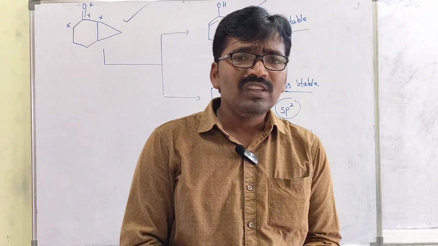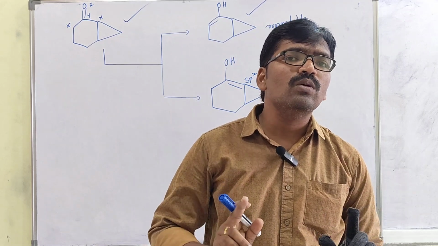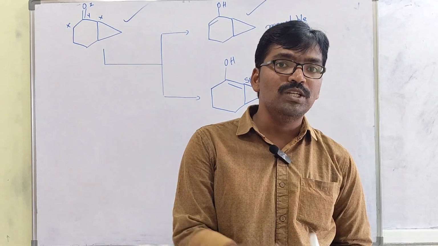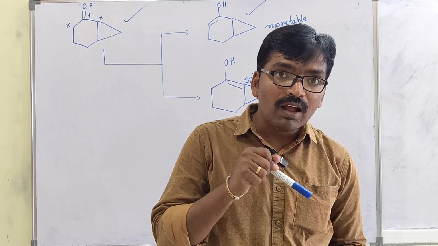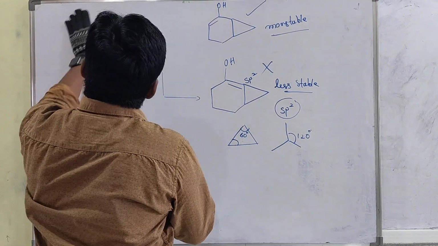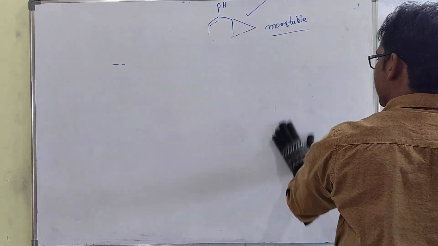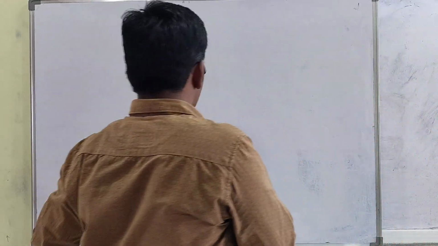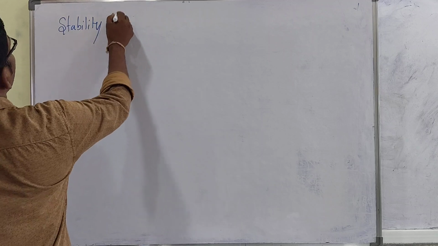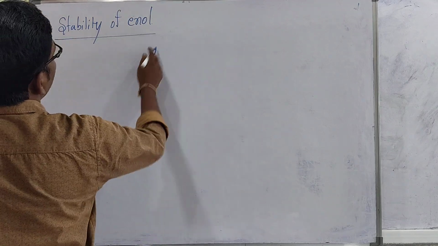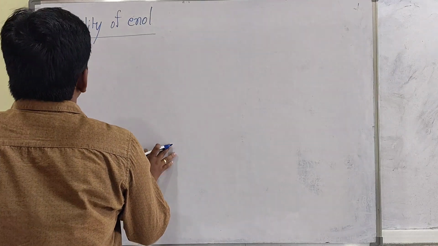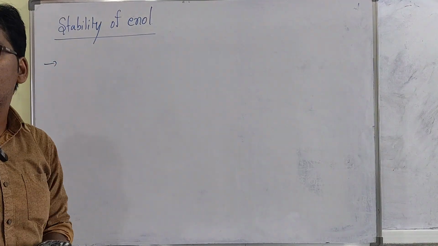Now we'll see, in case a compound exhibits two or more enol formations, when a compound exhibits two or more enol formations, which enol form is more stable, that we have to see. That is, we are calling this the stability of enols. Stability of enol.